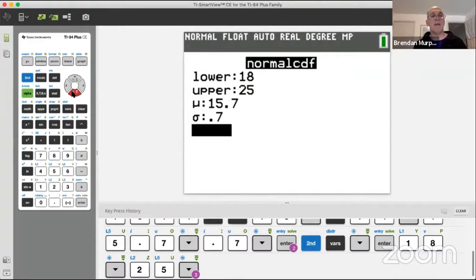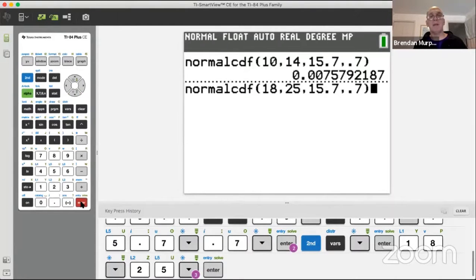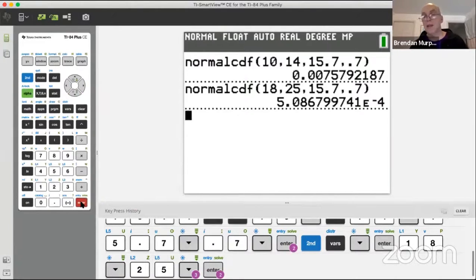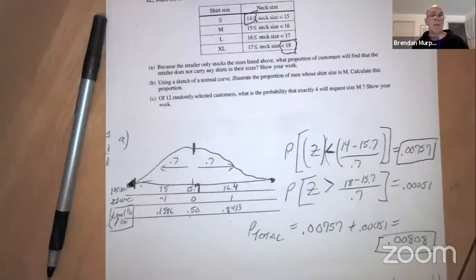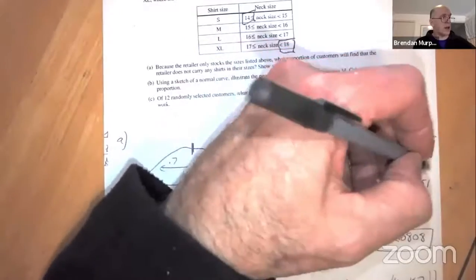So we'll just go back to my home screen. And that's so small, the calculator doesn't even give me a decimal. It puts it in scientific notation. So all I did was add those two percentiles or probabilities, and we got a very small number. Makes sense. I want to sell shirts to pretty much everyone if I can. And so I got those two numbers from my calculator.